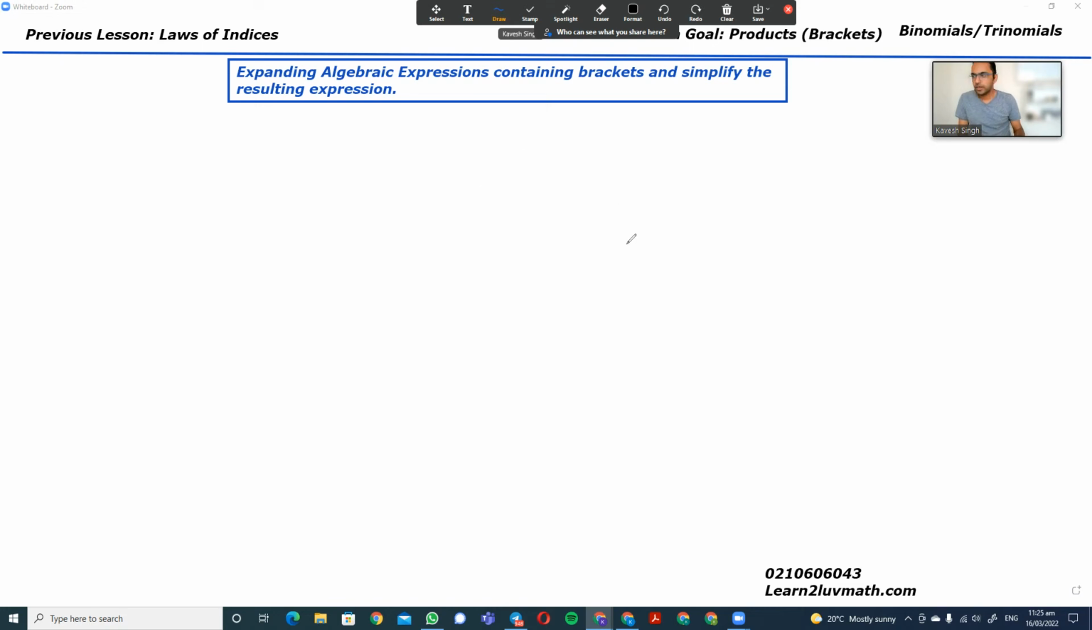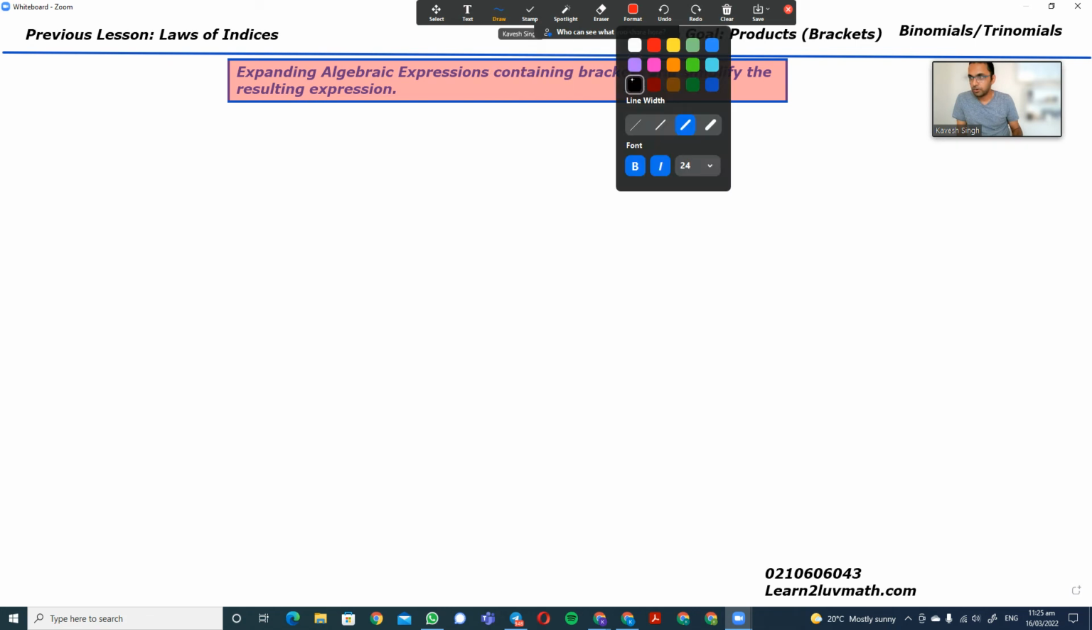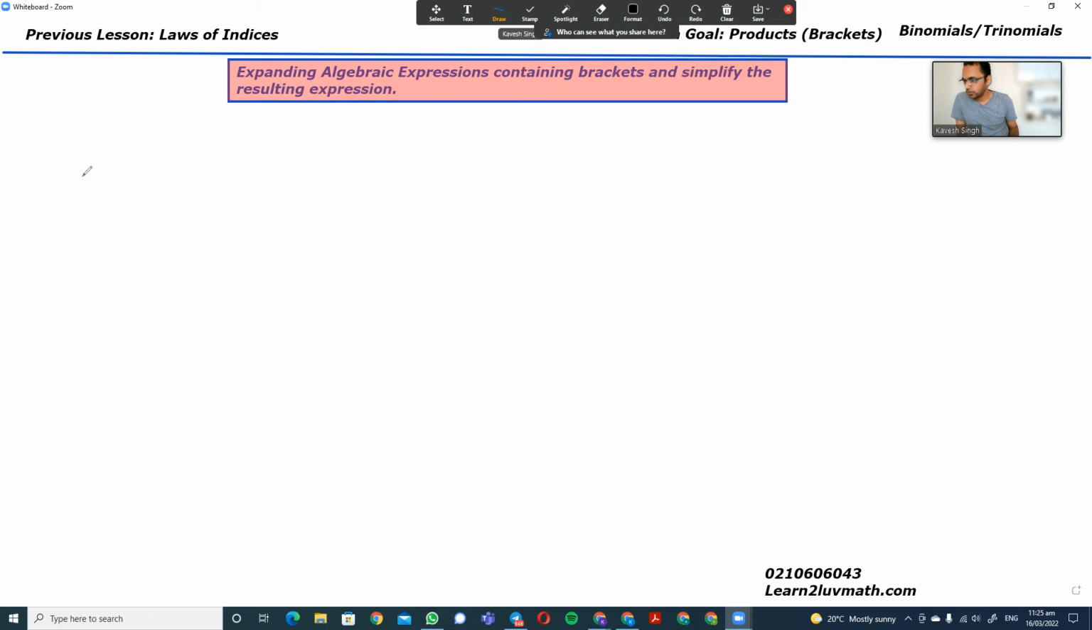All right, so let's go through a few examples on expanding algebraic expressions containing brackets and simplify the resulting expressions. We'll try and get through as many examples of different types as you can possibly get. And let's look at the first one, right? So I'm going to write example one.